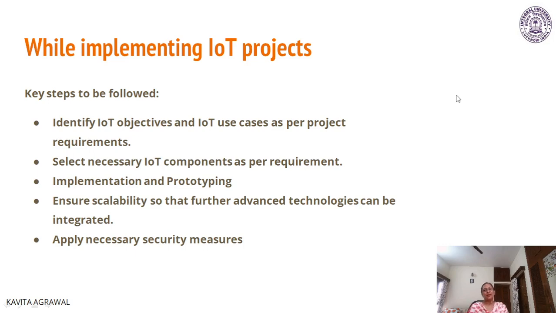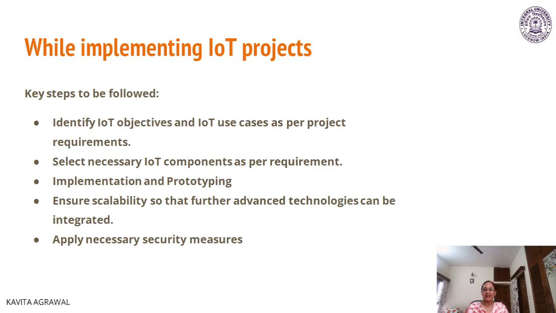So when we are implementing any IoT project, there are a number of things which we have to keep in mind. First, we have to identify the objectives. Why do we want to build this IoT project? Or for this particular system, what is the need of this system? What is the input which we are going to take into the system? And what is the output we want out of this system? A careful study and a proper requirement analysis is needed before we start implementing any IoT project.